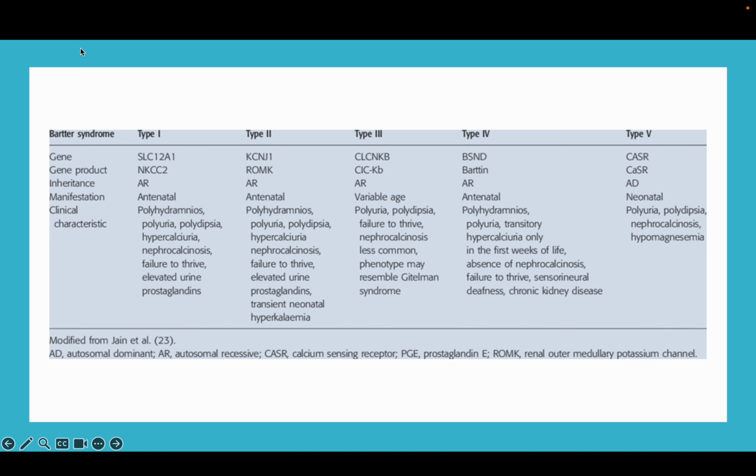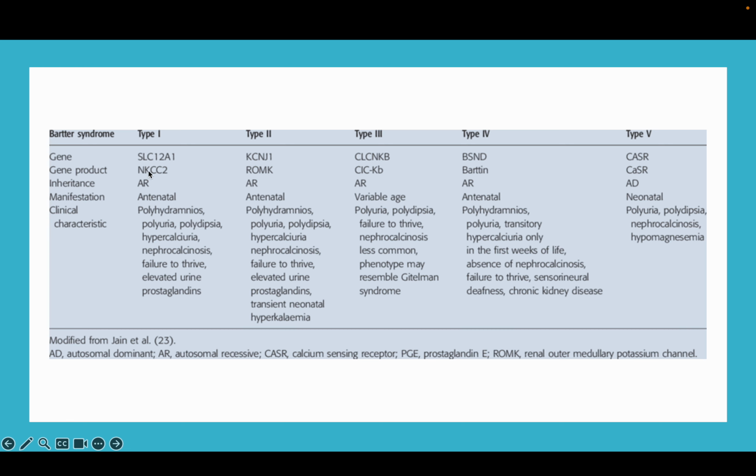So these are the different types of Bartter syndrome: type 1, type 2, type 3, type 4, type 5. Type 1 and type 2 generally present at antenatal age. They have polyhydramnios, polyuria, polydipsia. They generally don't survive till birth. They are generally autosomal recessive and present antenatally only. Type 3 is the classical one, presenting in adolescent age, like Gitelman syndrome. They also have polyuria, polydipsia, failure to thrive, and they resemble Gitelman's.